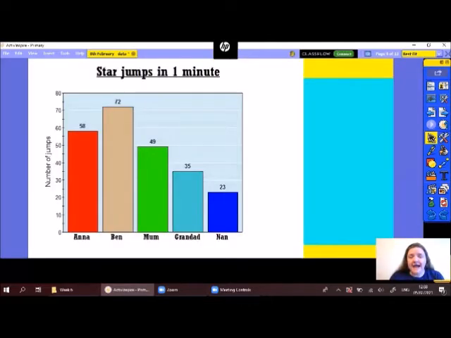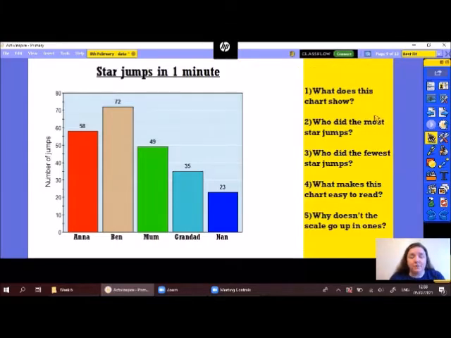Okay, so now we've looked at reading the charts and understanding what they are. Let's think about interpreting them, making sense of them. So this bar chart tells me how many star jumps each person in this family can do in 1 minute. I'm going to show you some questions and see if you can work out the answers by interpreting, making sense of the information. So here are the questions. I want you to pause the video and see if you can answer each one, and then we'll go through them together.